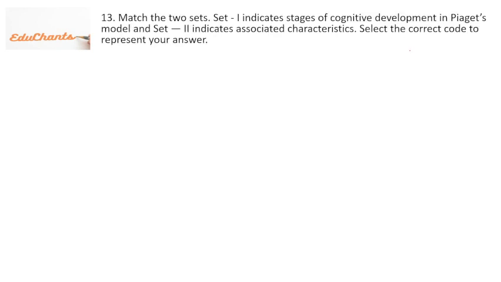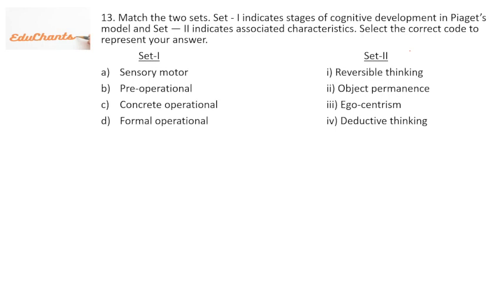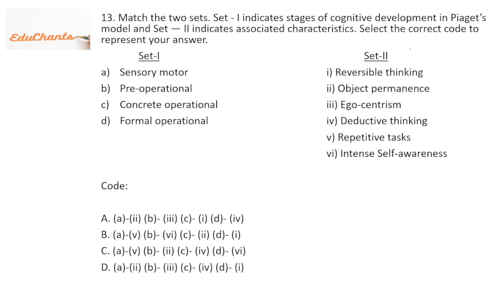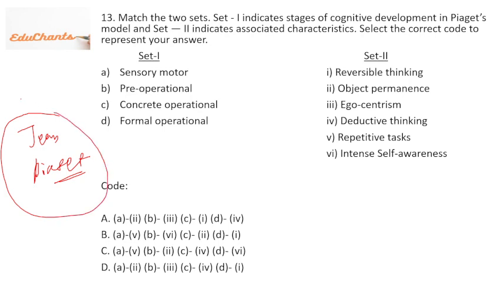Next is match the two sets 1 and 2 with the stages of development according to Jean Piaget, right? Now Jean Piaget, a Swiss psychologist from Switzerland. The most important theory is the cognitive development theory. And according to the cognitive development theory, there are 4 stages of development: sensory motor, pre-operational, concrete operational, and formal operational. I will cover all these points, all these theories in the psychology class.